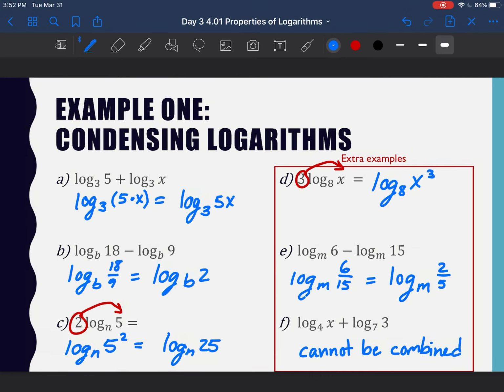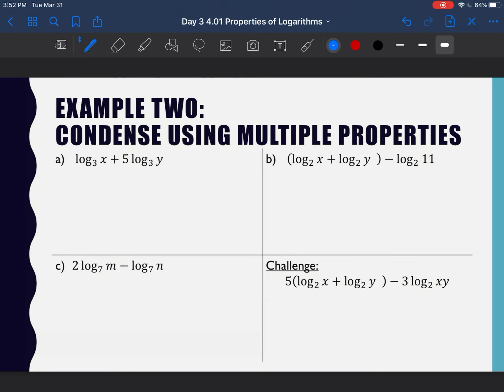So then that's as simple as that one can be written. You're never gonna see that one, but I just wanted to emphasize the fact that the bases have to be the same in order to combine. This next example is more condensing, except now you have multiple properties in a single problem.